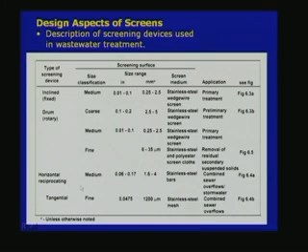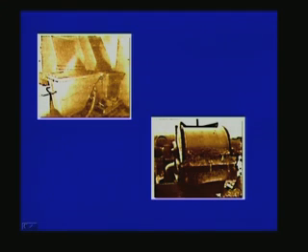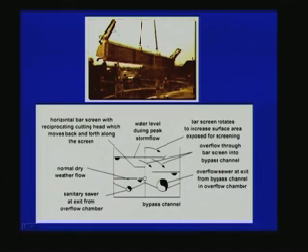We can see here in the pictures. This is one type of screen which I have indicated as 6.3, a rotating drum type of screen. And this is another type of screen for a very big wastewater treatment plant that is in operation.